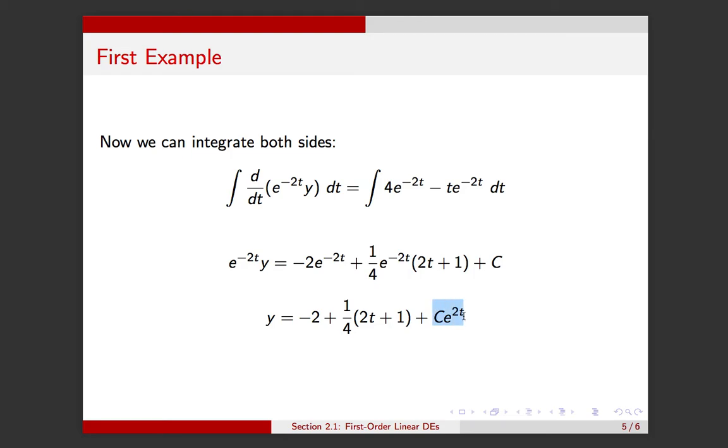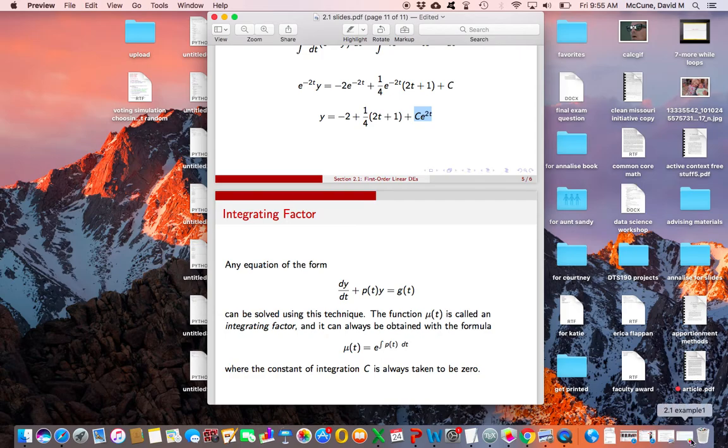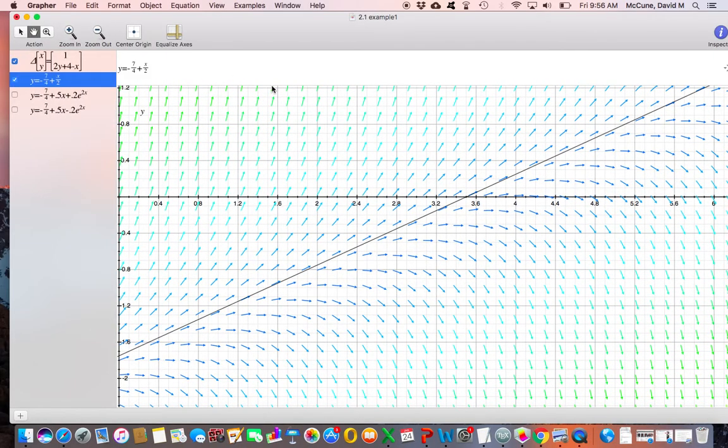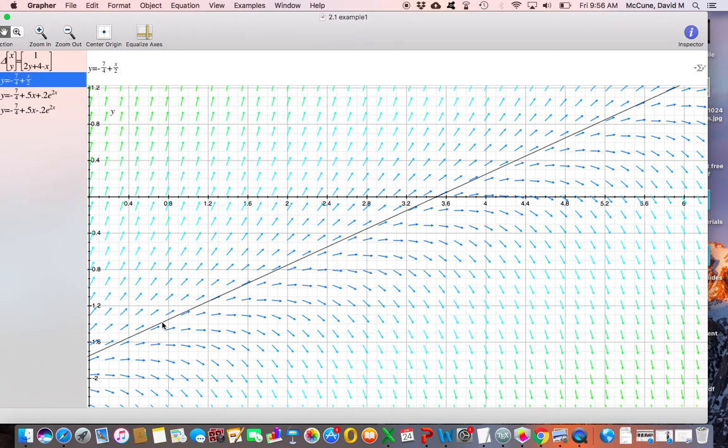And when c is 0, you get a line. So let me just show you what happens when c is 0. Let me turn it on here. When c is 0, you get that line, right? Notice it's cutting along the arrows here. It follows the arrows exactly. That's the c equals 0 solution.